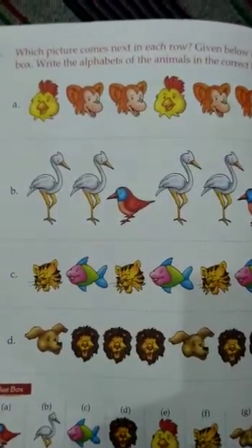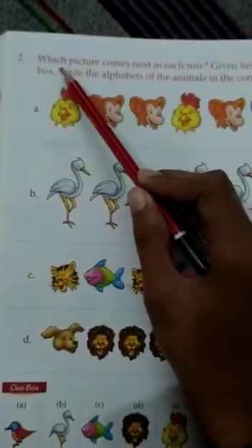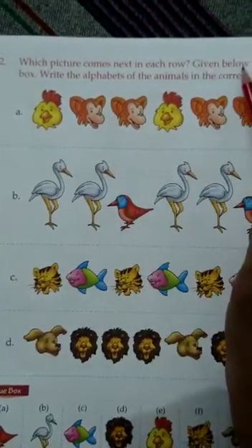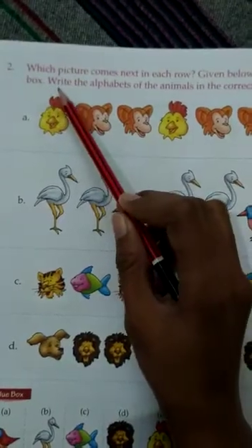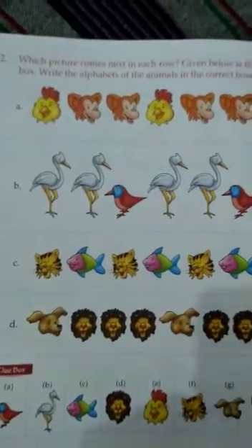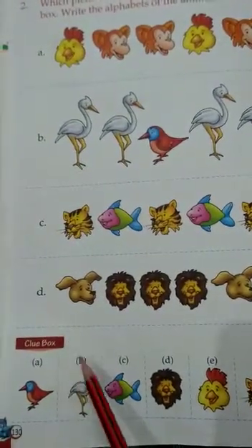Now students, come to page number 130. We'll be doing question number 2. Which picture comes next in each row? Given below is the clue box. Write the alphabets of the animal in the correct boxes. Here is the clue box. As you can see, this is the clue box.